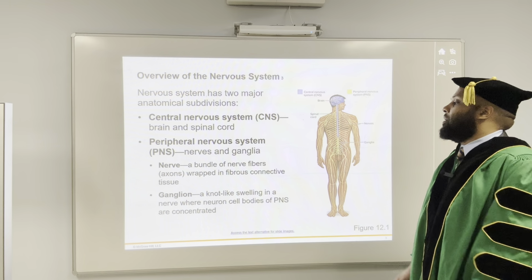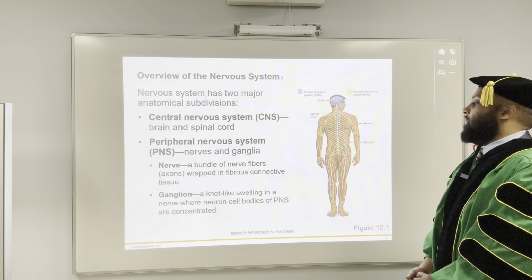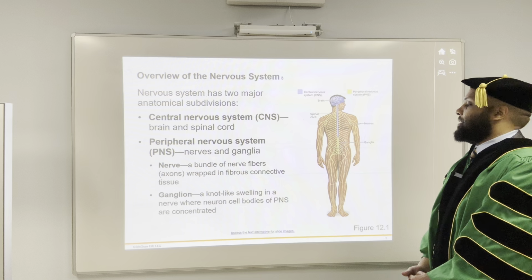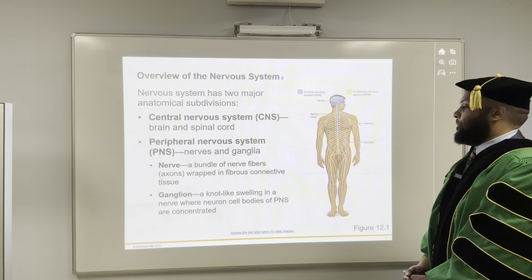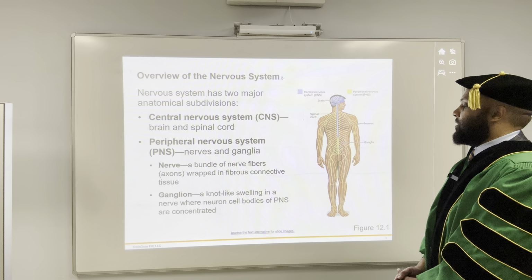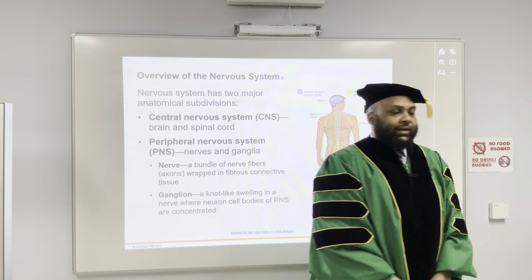So the nerve is a bundle of nerve fibers, axons, wrapped in fibrous connective tissue. The ganglion is a knot-like swelling in a nerve where the neuron cell bodies of the peripheral nervous system are connected.